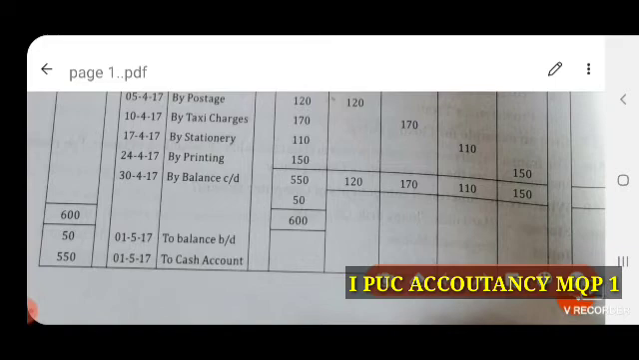Balance total, debit side is more, same amount. In 600, if you minus all these payments, the remaining balance will be the 50. So this 50 is transferred to the next month.